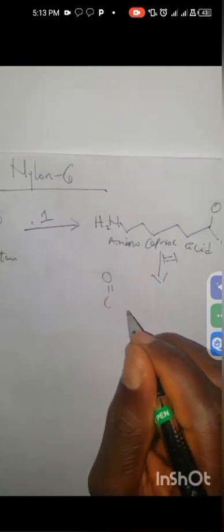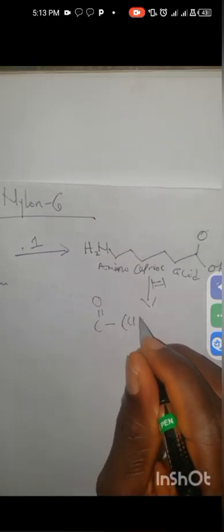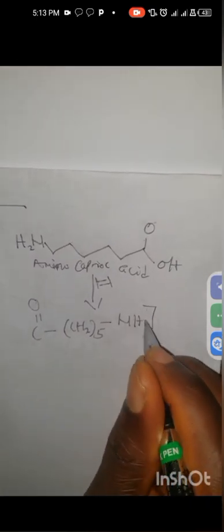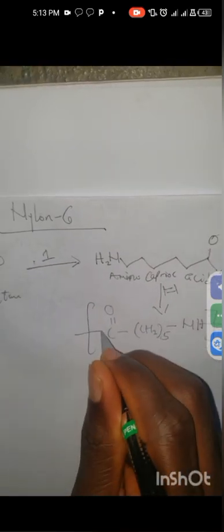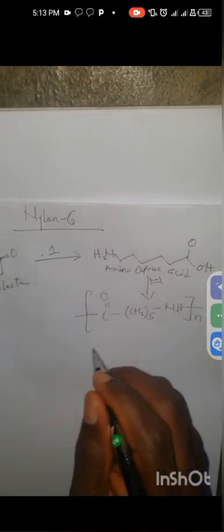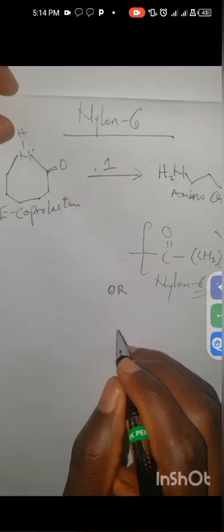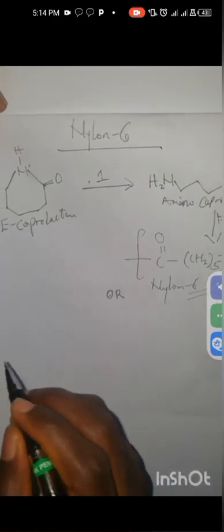Then you're going to have C double bond O with an open bracket, CH2 in 5 places, then NH. So this can go from this side, and this can go from this side. You put n here. This is what we call nylon 6. Or you can also do it in another way by drawing your caprolactam in this way.